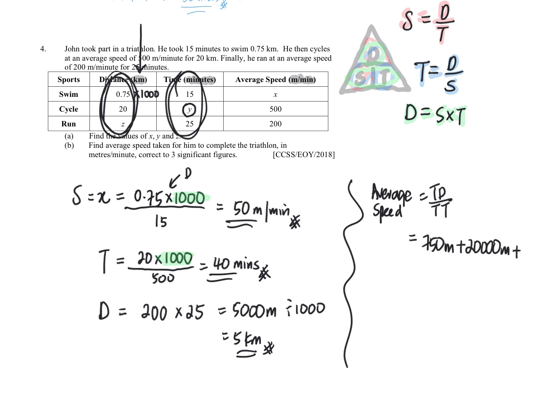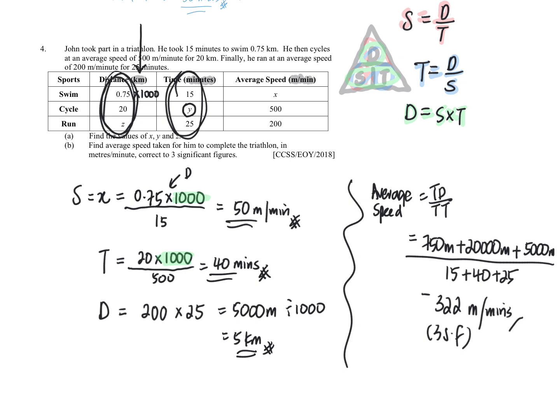Instead of, what's my Z? 5 kilometers is 5,000. Divide by total time, 50 plus 40 plus 25. Final answer is about 322 meters per minute. 3SF, because you get 321.8 something, right? So you should have rounded off to 322. So I just want to clarify this formula in case you added 3 speeds divided by 3. That is wrong, huh?